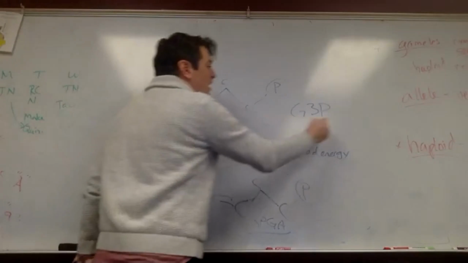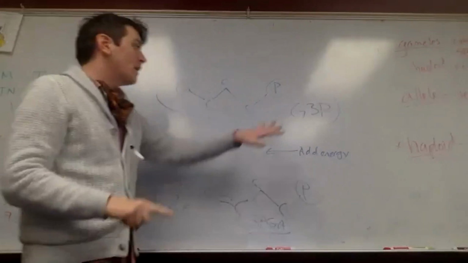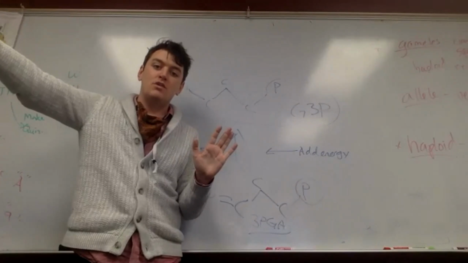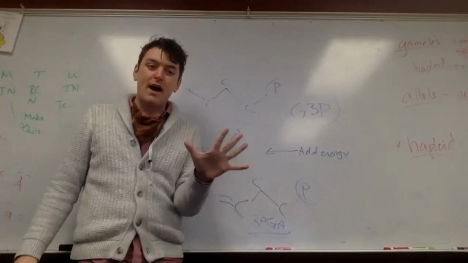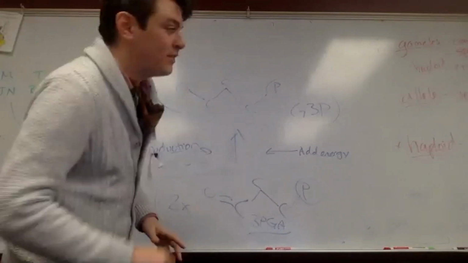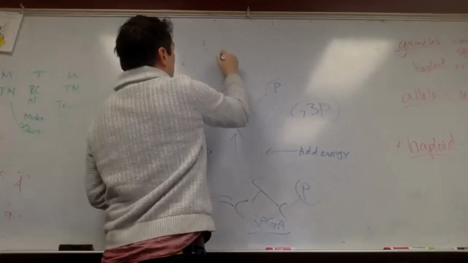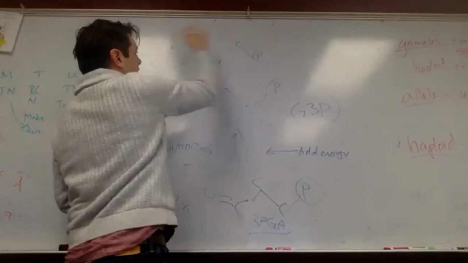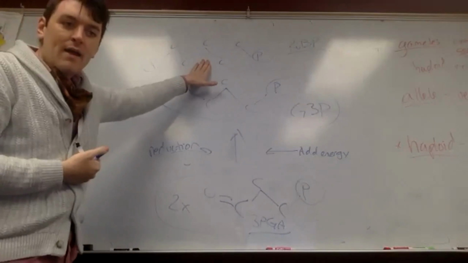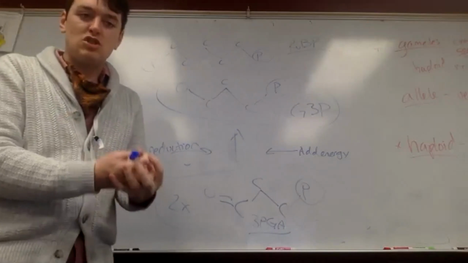For every 6 molecules of G3P that's produced, 1 of them goes to make sugar molecules, which are 6 carbon molecules. The other 5, 3 times 5 is 15, go to make 3 new RUBP molecules. Three new RUBPs. That way, you have RUBP ready to react with carbon dioxide through Rubisco and fix more CO2 into the system.